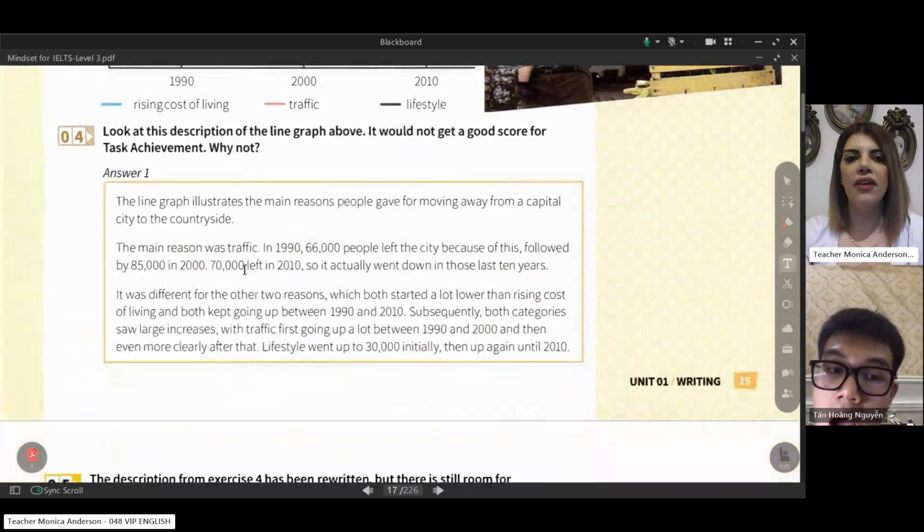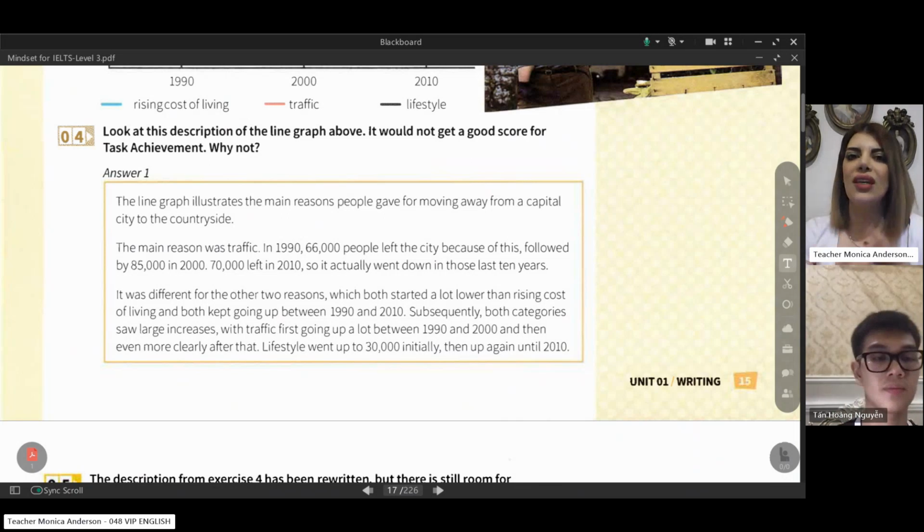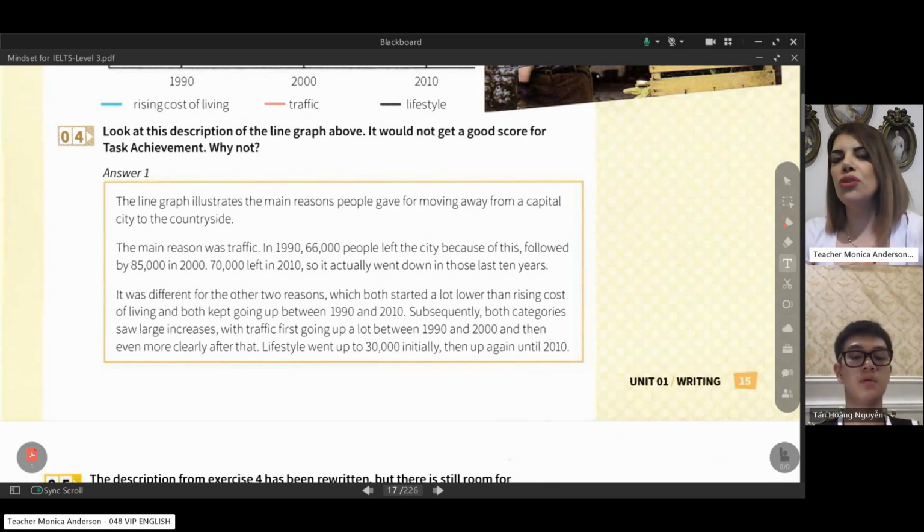Well, now as you can see, we have a description. May I ask you to read and tell me maybe the weak points in this text that cause it to lose a score and not to get a good score?